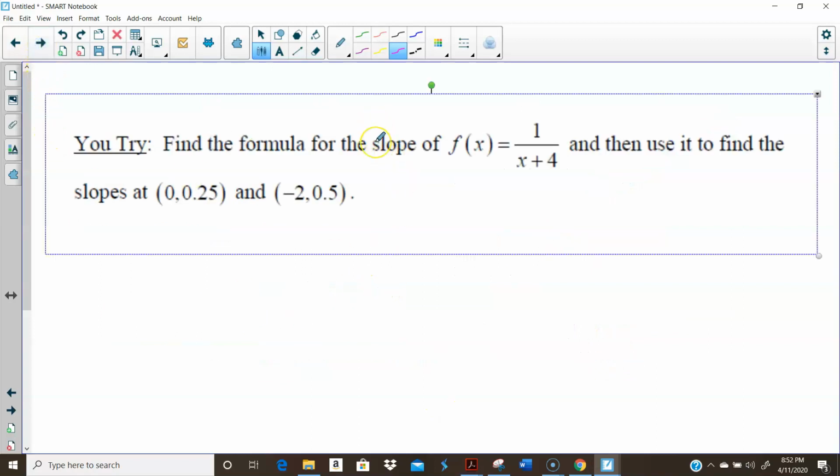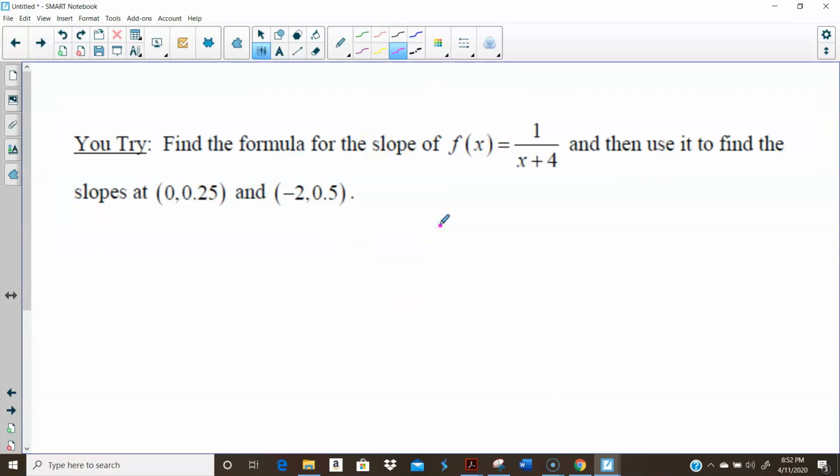All right, the last problem is a you try problem. So you can go ahead and stop the video. You can try this problem on your own, and then you can come back and start the video and see if your answer was correct. I'm going to stop the video and work it out.